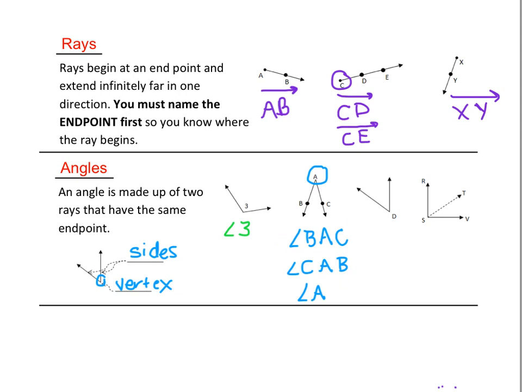Kind of like the next example, you can see we've got this angle and we know the vertex is D. We don't have 2 more points to help us out with our labeling, so we'll just call that one angle D. That's how we would label it.